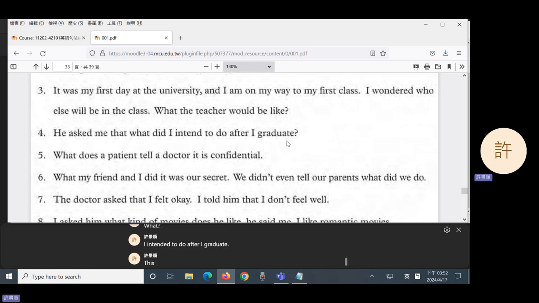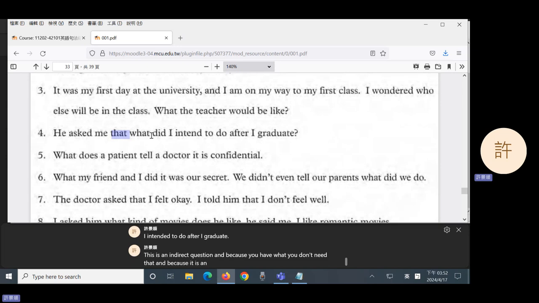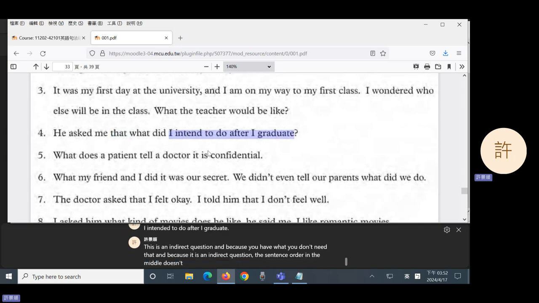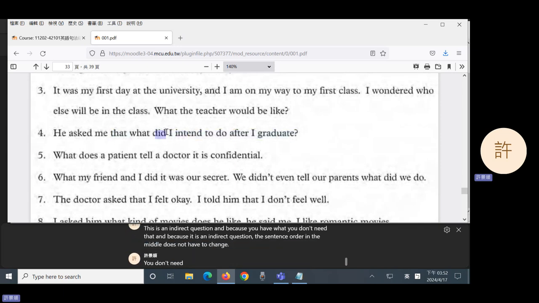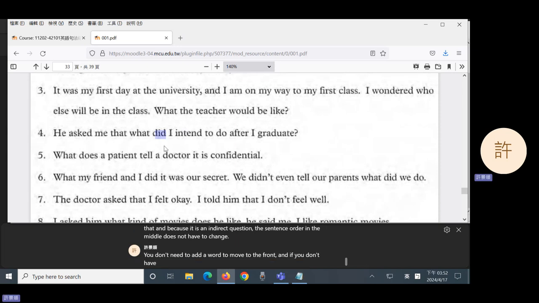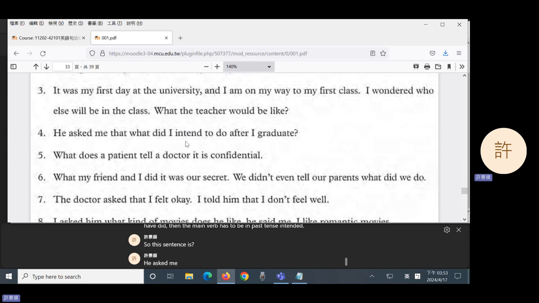This is an indirect question. And because you have what, you don't need that. And because it is an indirect question, the sentence order in the middle does not have to change. You don't need to add a word to move to the front. And if you don't have did, then the main verb has to be in past tense, intended. So this sentence is, he asked me what I intended to do after I graduate.